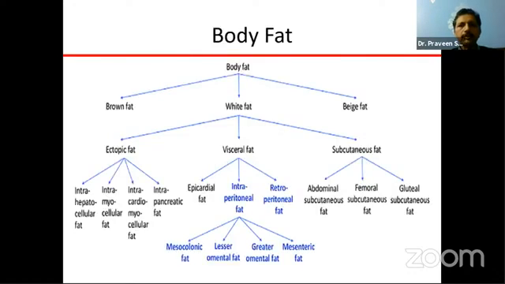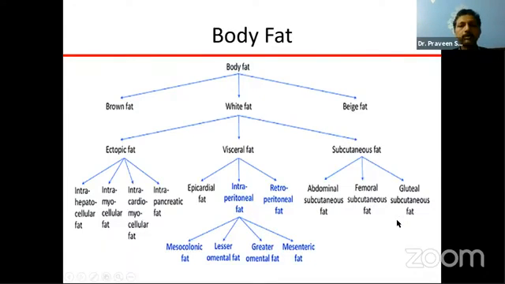Dr. Ajay has already told that in the human body, body fat can be divided into brown fat, white fat, and beige fat. The white fat can be ectopic, which could be in the liver, in the myocardium, in the muscles, in the pancreas, and in the visceral region, we have intraperitoneal, retroperitoneal, and the subcutaneous, we have abdominal subcutaneous fat, femoral subcutaneous fat, gluteal subcutaneous fat.